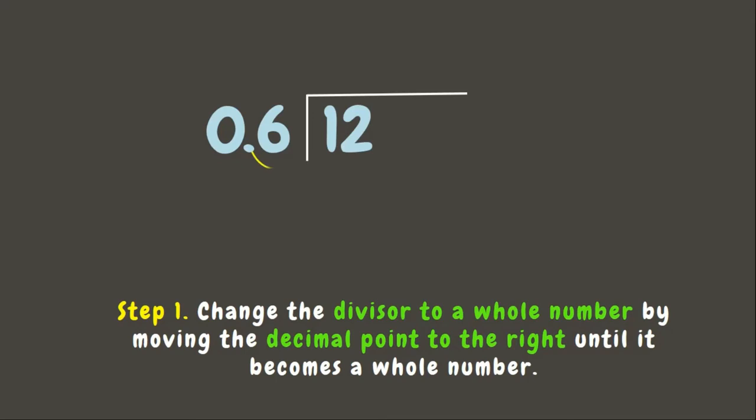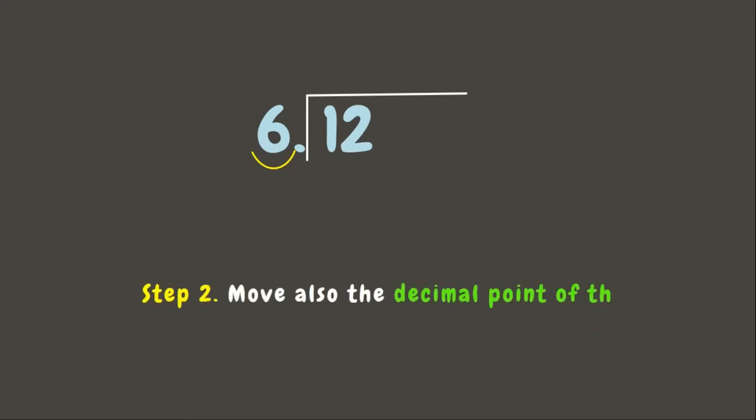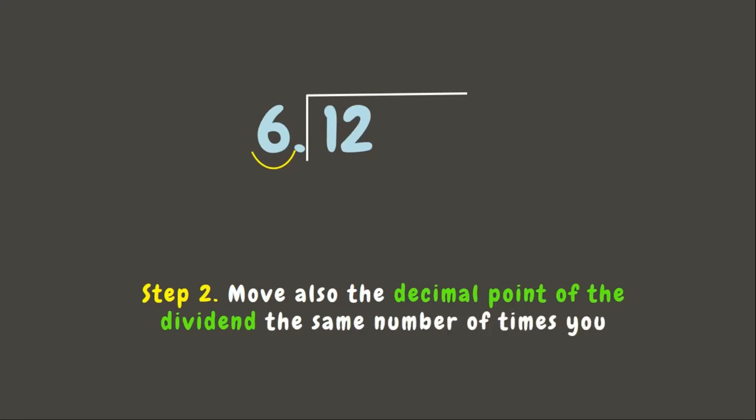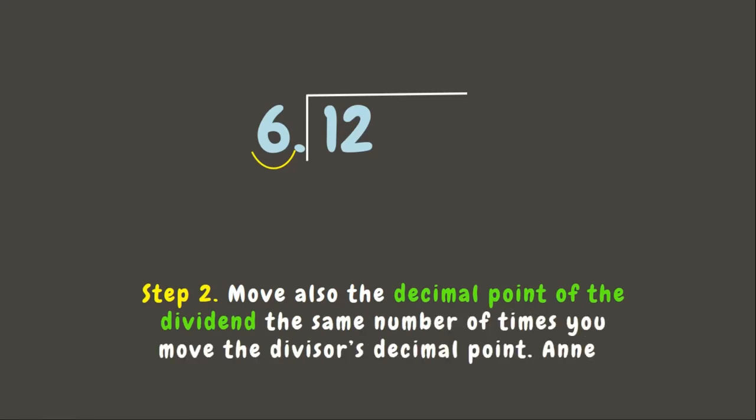We need to remember the number of times we move the decimal point to the right. So let us count. 1. There. At this point, 0.6 becomes 06. We can already remove 0 to make it 6. There. Now our second step is, we also move the decimal point of the dividend the same number of times we moved the divisor's decimal point, and we annex 0 as needed. But where is the decimal point of a whole number? The decimal point of a whole number is at the end of the number.